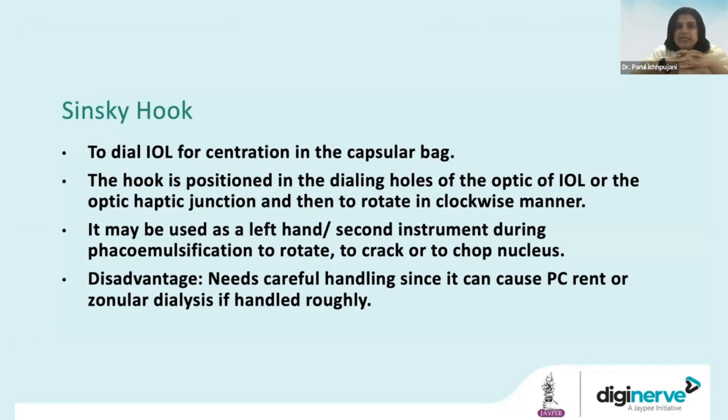It might be used as a left-handed or a second instrument. Remember, whatever you use in your right hand or your dominant hand is your first instrument. Whatever you use in your non-dominant hand is your second instrument. So if I am doing an irrigation aspiration and I am using an irrigation port in my right hand, that is my first instrument. Or if I'm using a Sinskey hook to dial a lens with my right hand, it's my first instrument. But if I'm using two Sinskey hooks, or another instrument which we will be talking about subsequently, then this Sinskey, which is in my left hand, becomes the second instrument.